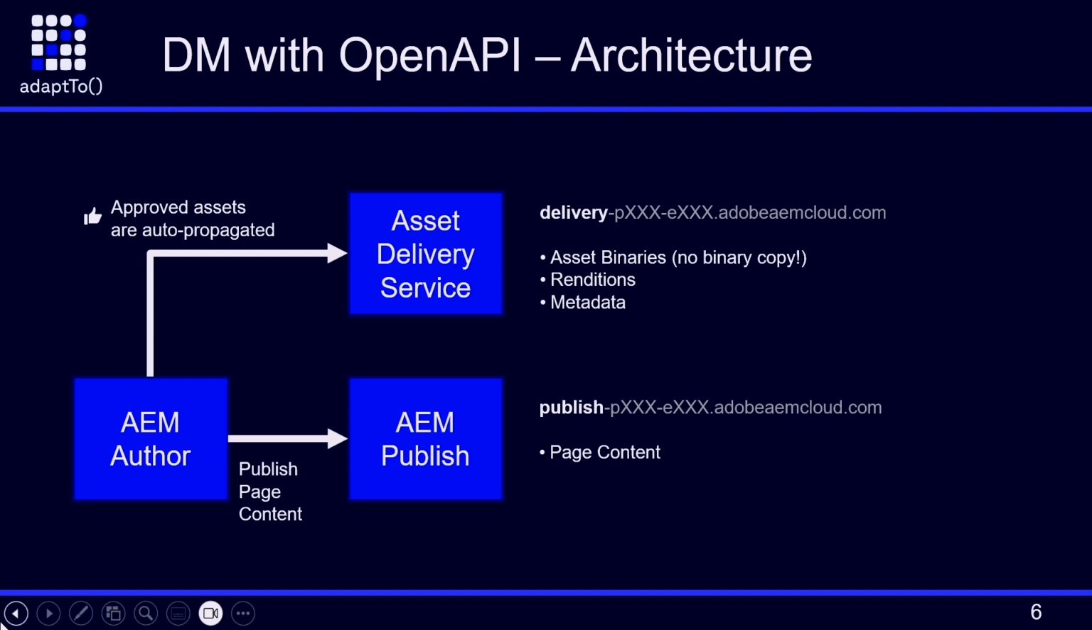And once the asset is set to approved, it's automatically available without any binary copying involved on a new domain, delivery and then your program environment name. Of course, you can define a custom domain name here as well, but by default, this is what you get. And so once your asset is approved, it's available on this delivery domain, and your assets can be scaled in any rendition, and you have the image manipulation parameters and so on.